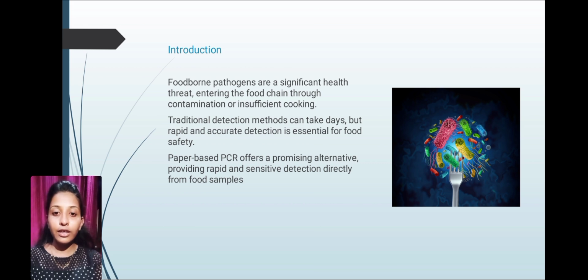Foodborne pathogens are a significant health threat, entering the food chain through contamination and insufficient cooking. There are many traditional methods used to detect this contamination, such as biochemical tests, serological tests, microscopy, and culture-based tests. But these methods take days, while rapid and accurate detection is essential for food safety. The paper-based PCR method offers a promising alternative, providing rapid and sensitive detection directly from the food sample.